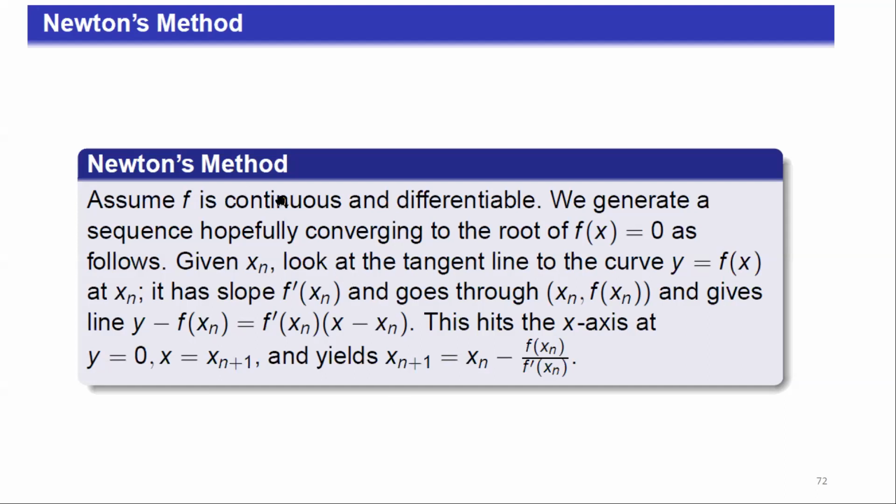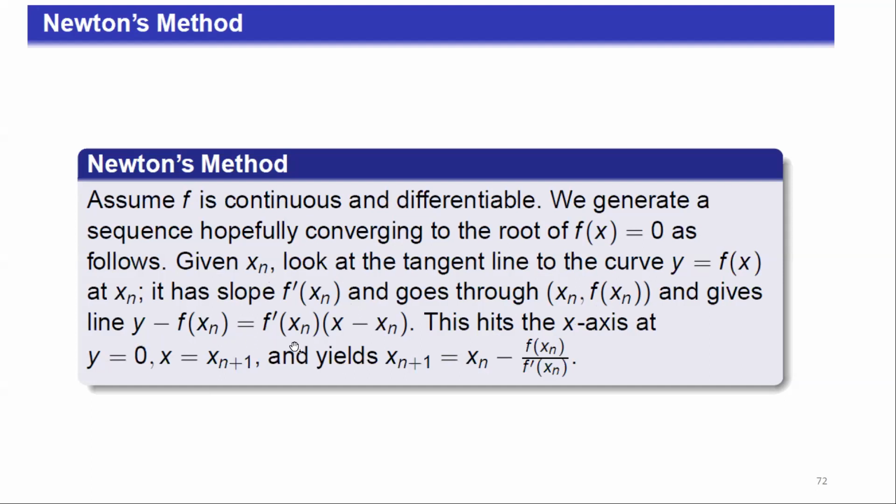So assume that our function is continuous and differentiable, so we can find these instantaneous speeds. We can generate a sequence of numbers that will hopefully converge to the root. Given our guess xn, we're going to generate the next guess in the sequence, xn plus 1, by looking at our guess xn. f of xn is the value of the function at that point. f prime of xn is the instantaneous speed.